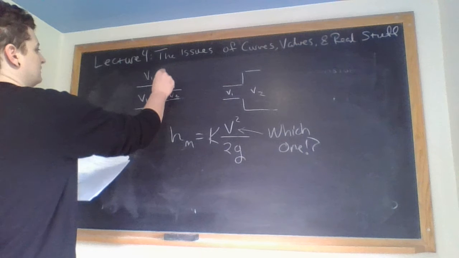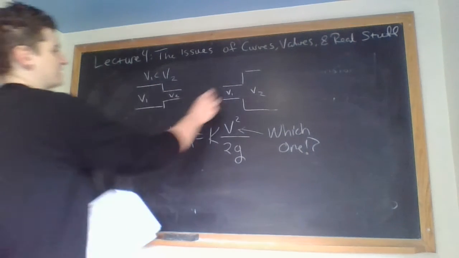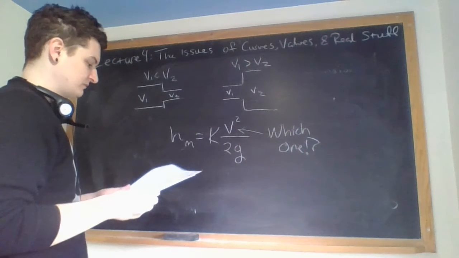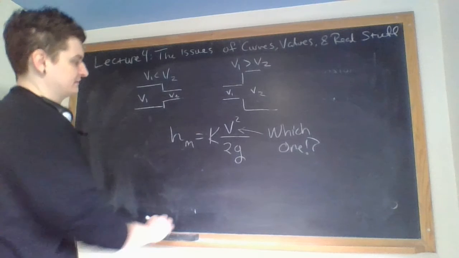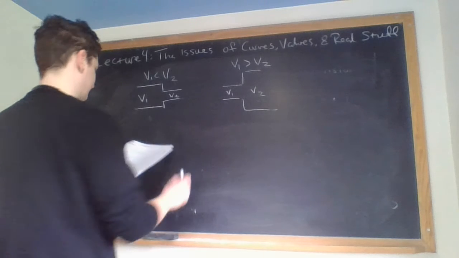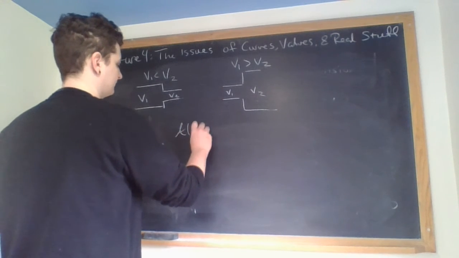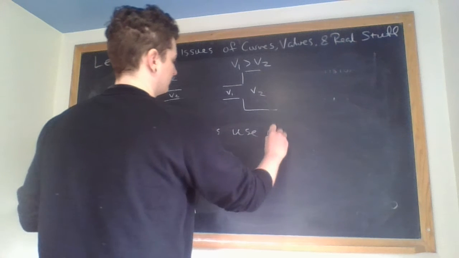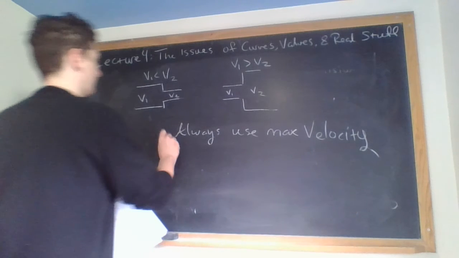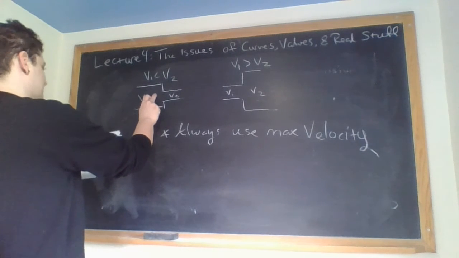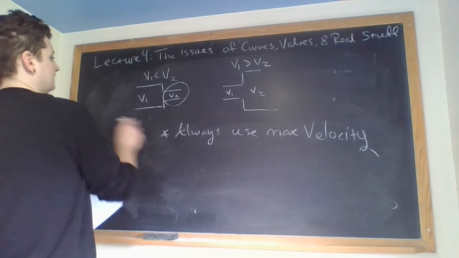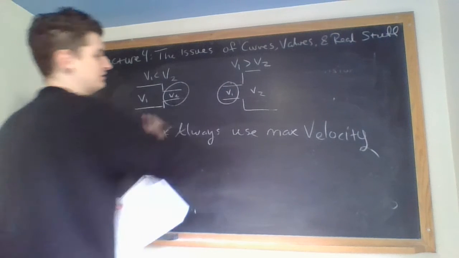So you have a V1 definitely less than V2 because it contracts, and you have a V1 much greater than V2. So the rule is, I already said this, that you always use the largest velocity. So always use max velocity. So in terms of expansion or contraction, this is a faster velocity because it contracts, so you've got to use that one. In terms of an expansion, you use that one.